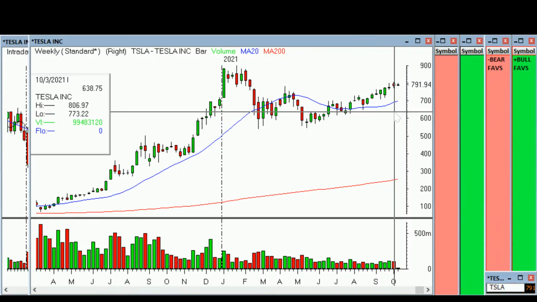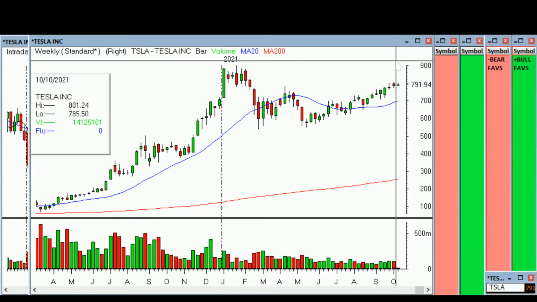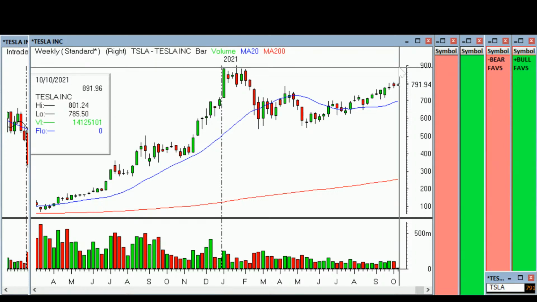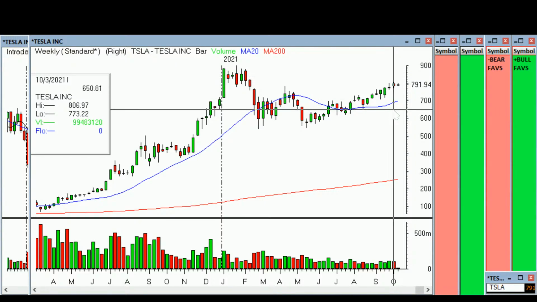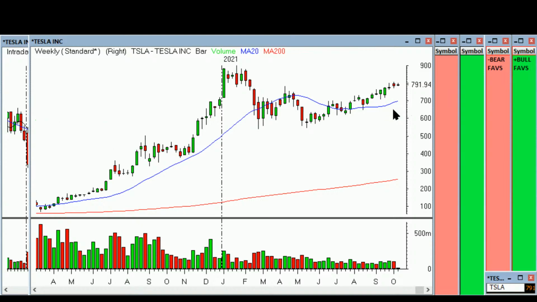So probably on Tesla we should trail bar by bar on the weekly. As much as I would like to hold it to the all-time high, it probably should be trailed weekly bar by bar, because if the market drops, not even Tesla would be able to hold up against it.